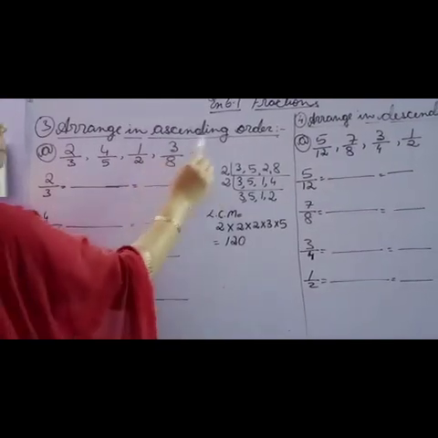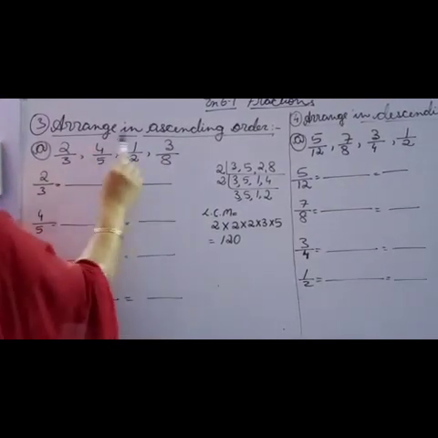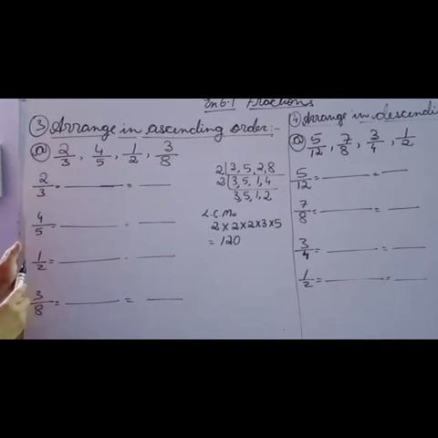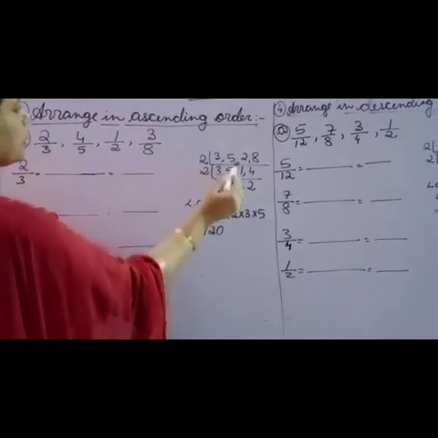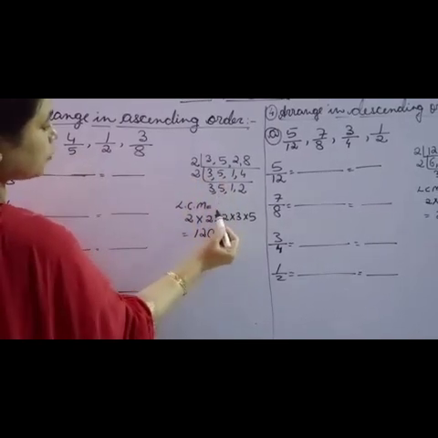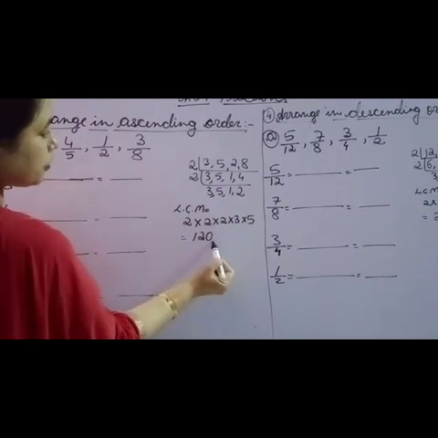Now before arranging in ascending order, we have to convert these unlike fractions into like fractions. So what will we do? First we will find out the LCM of the denominators, which I have already found out here. It is 120.